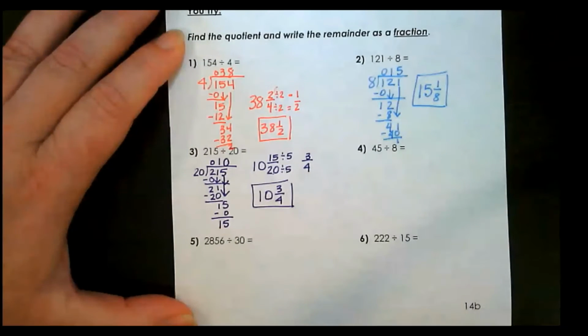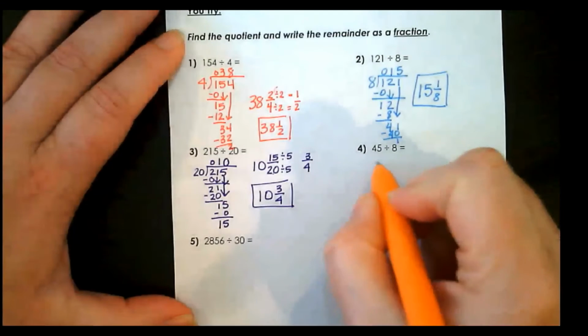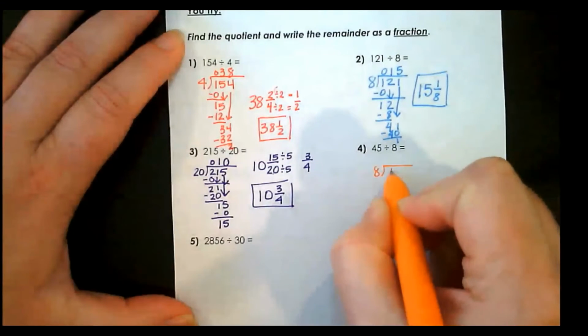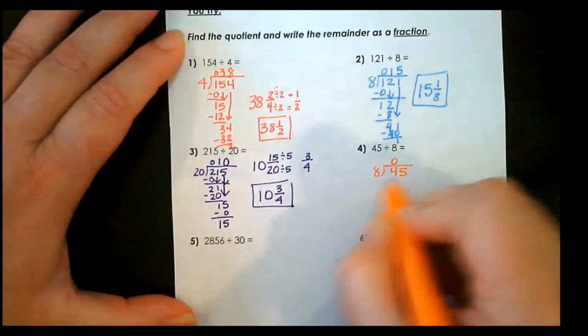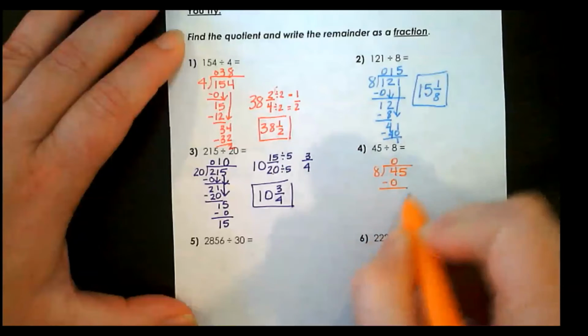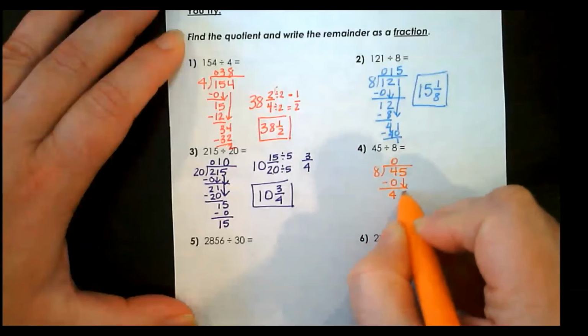Our next problem, make sure you pause and copy it down and try it yourself before you go over it, looks like this: 8 into 45. 8 goes into 4 0 times. 0 times 8 is 0, so we subtract, we get 4. We bring down the 5.